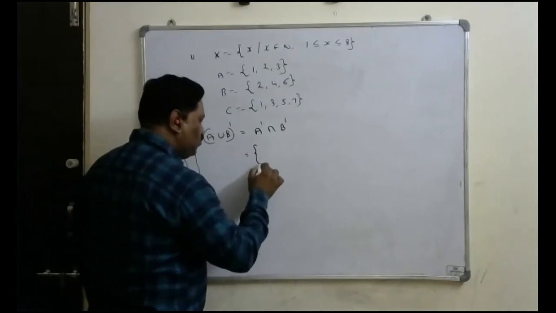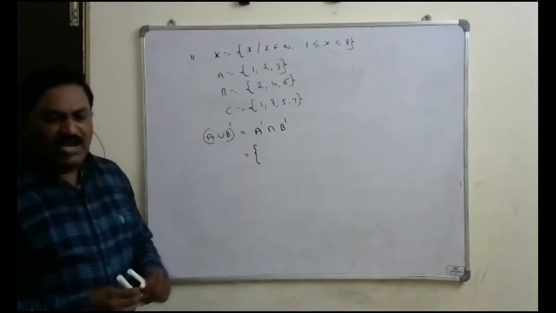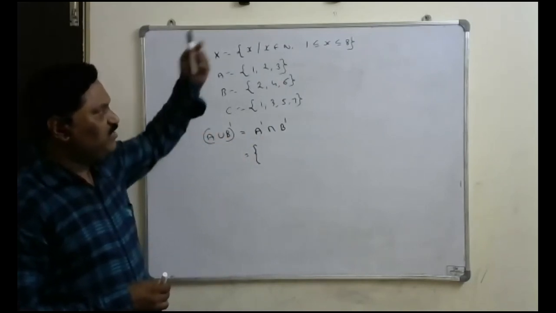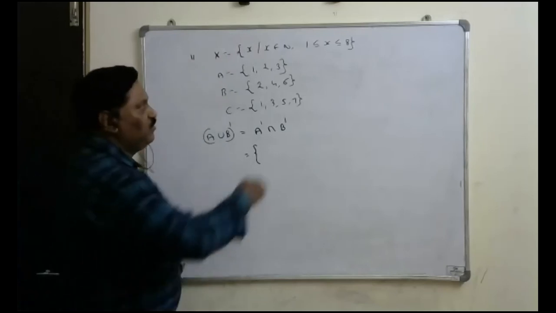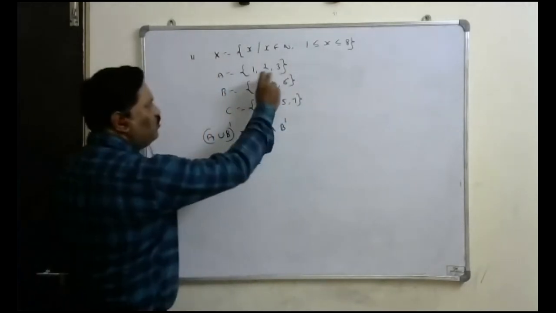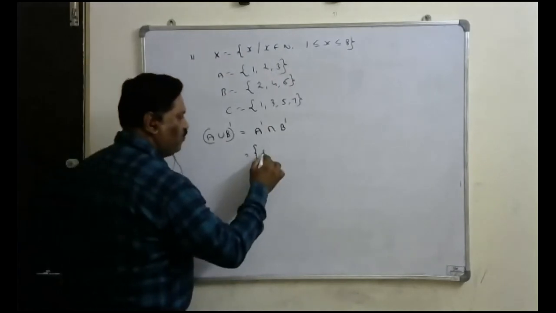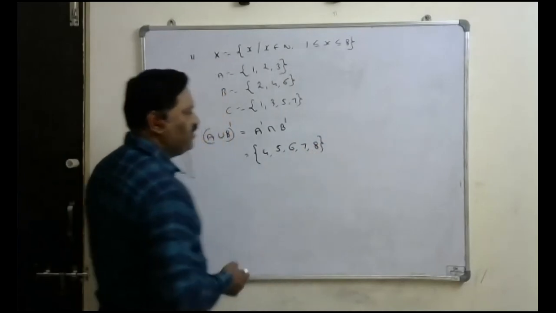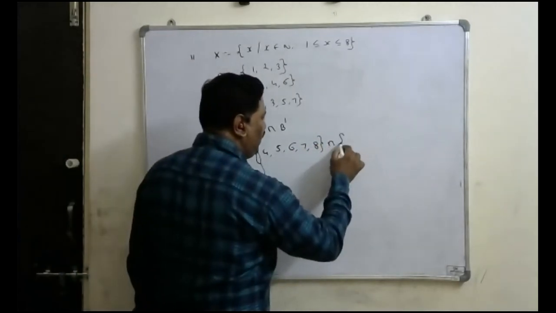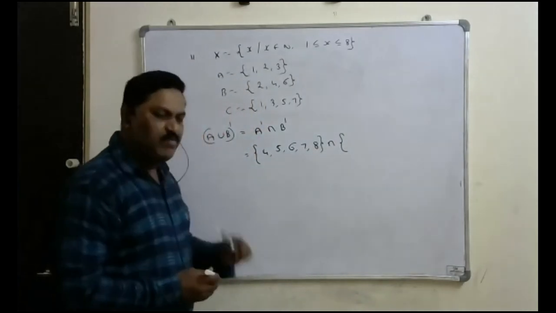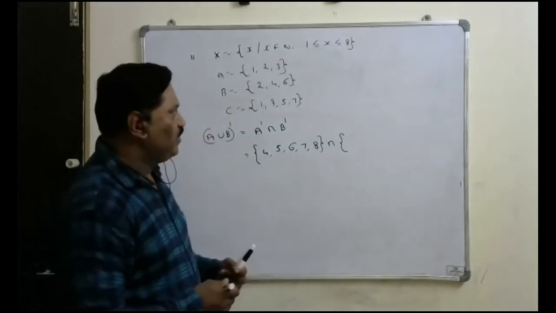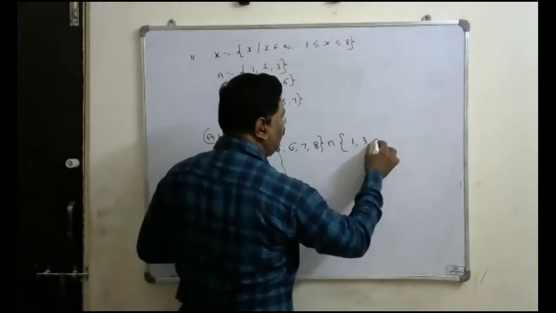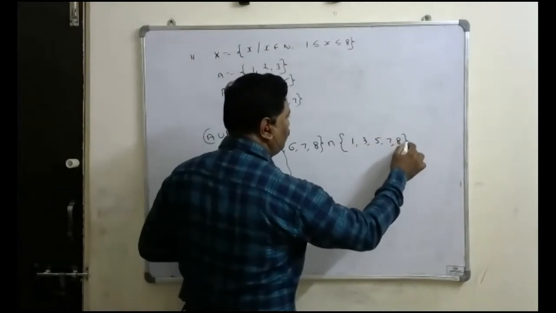A dash means the set of the elements available in the universal set but not in A. So what are the elements available in the universal set only, not in A? In the universal set 1 to 8, remove 1, 2, 3. What are the elements? 4, 5, 6, 7, 8. This is A dash.